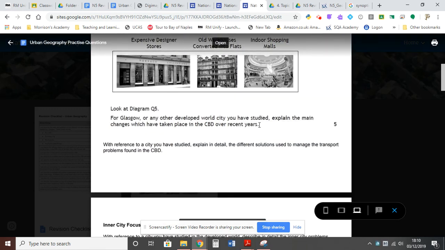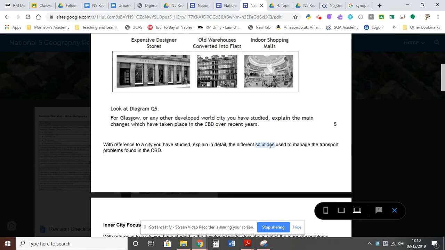Now, this last question is a little bit different because it is focused on solutions, but this time it wants you to talk about transport and how the solutions work for the CBD. So let's just quickly review some transport solutions in the CBD. Okay, the first one is that they have built lots of bus-only lanes. This means the buses can travel through the city centre quicker, which means people are more likely to use the bus rather than take their own car.